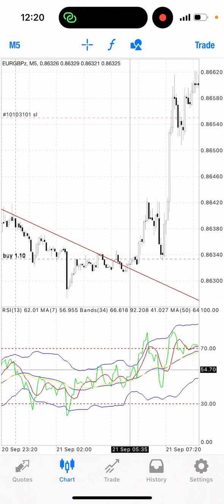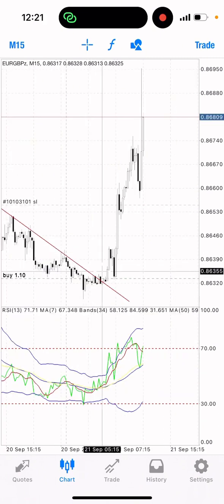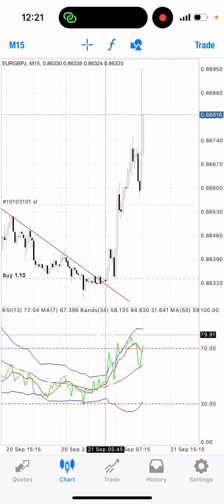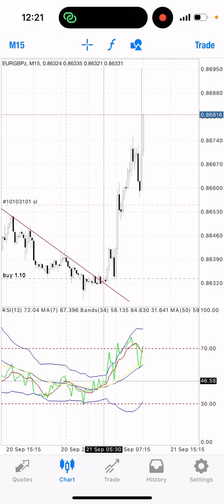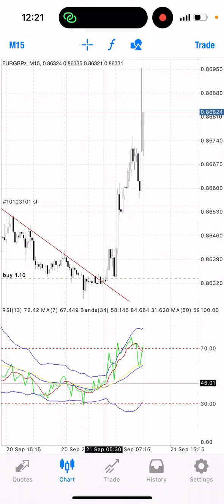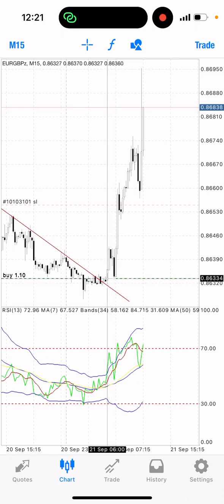We see how it is moving above, and on the M15 time frame also it broke it, with the green and the red moving averages moving above the middle band, and then the trend line was broken, so I decided to enter the trade.